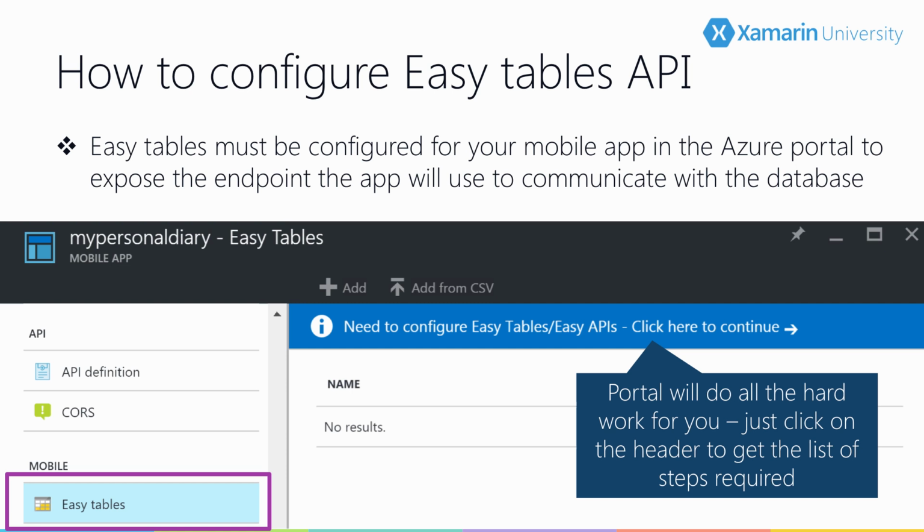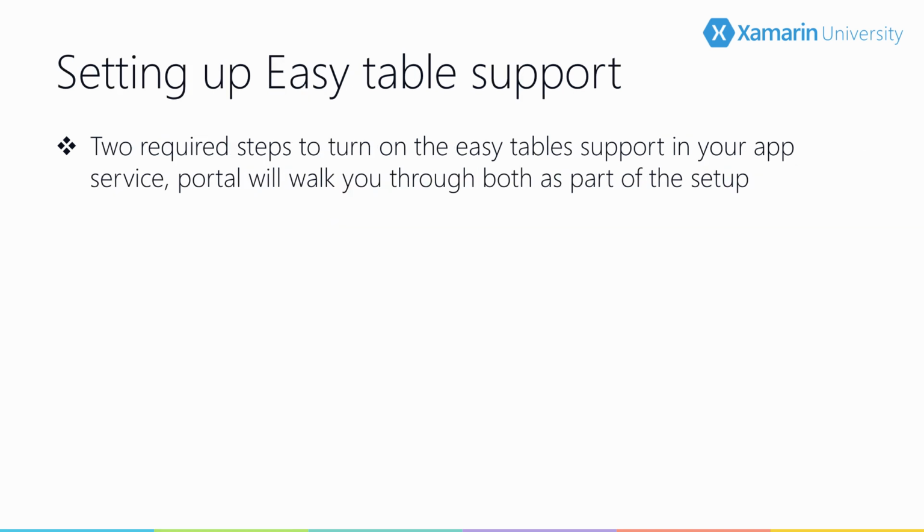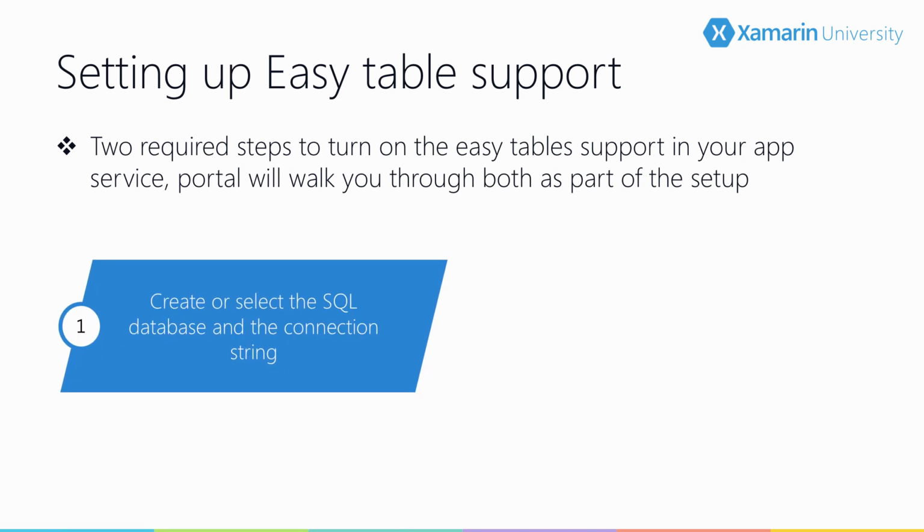When you select this option the first time, the portal will warn you that you need to configure Easy Tables. You can click the header bar to start this process. If you are using an ASP.NET backend, the portal will display "unsupported service" when you select this item. You have to do your setup in code for that approach. This setup process has two steps which the portal will walk you through. The first is to set up a SQL database and a connection string. We covered this earlier and the steps are identical here.